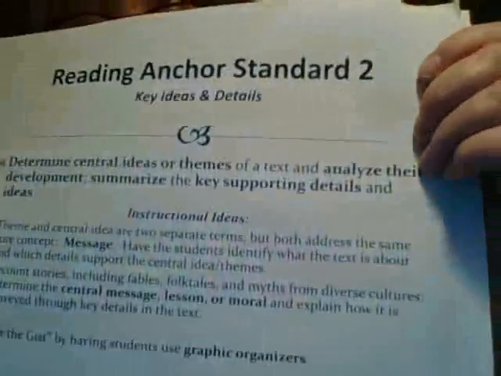So that's standard number 1. Standard number 2, Reading Anchor Standard number 2, we can see, is to determine central ideas or themes of a text and analyze their development. Summarize the key supporting details and ideas. Instructional ideas here. Theme and central idea are two separate terms, but both address the same core concept, which is message. Have the students identify what the text is about and which details support the central ideas and themes.